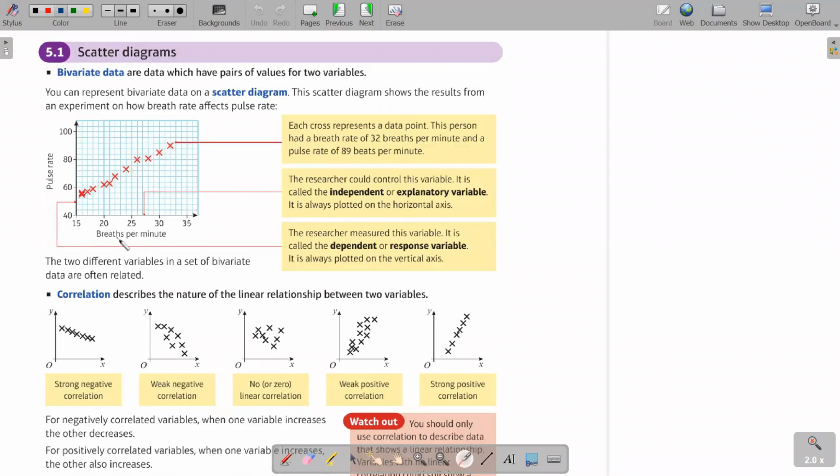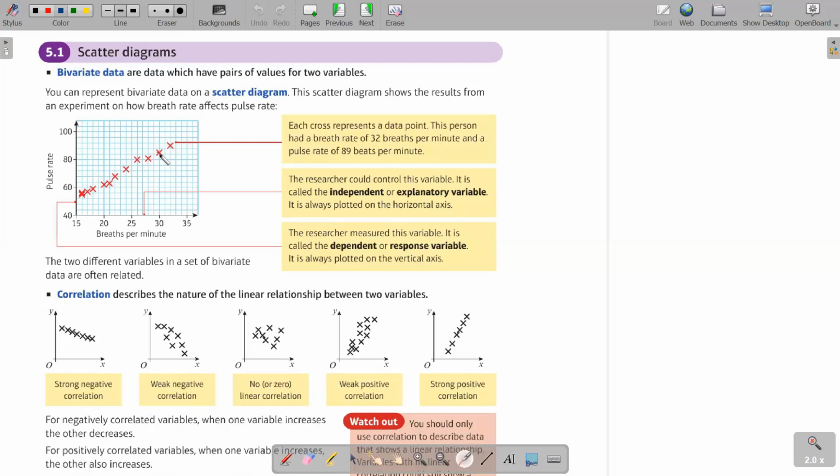According to this pattern, as the breaths per minute increase, you can see the pulse rate is also increasing. It looks like it follows that pattern, because as the breaths per minute increase, the pulse rate is increasing. It shows a pattern, but not exactly linear, not a 100% straight line, but it goes in a pattern, right, guys? This is how it works in real life data.